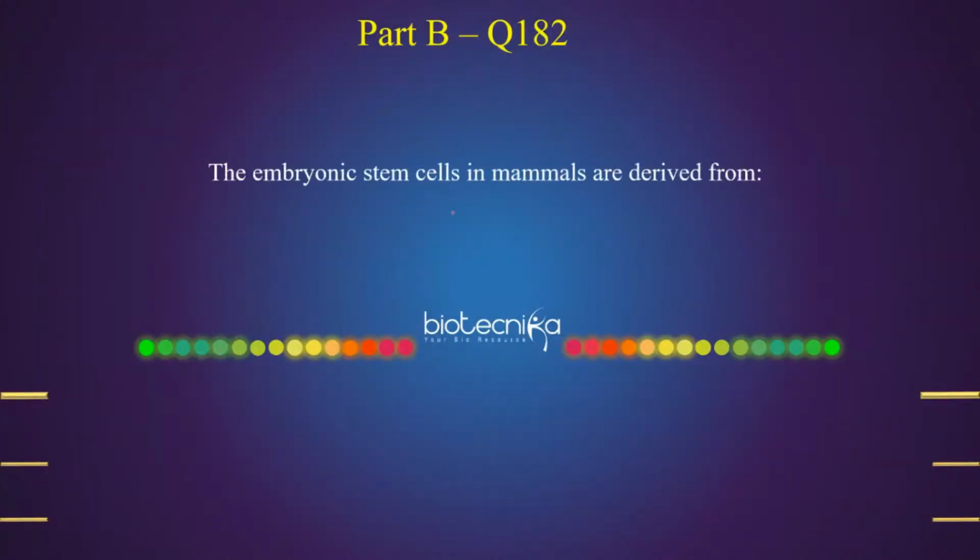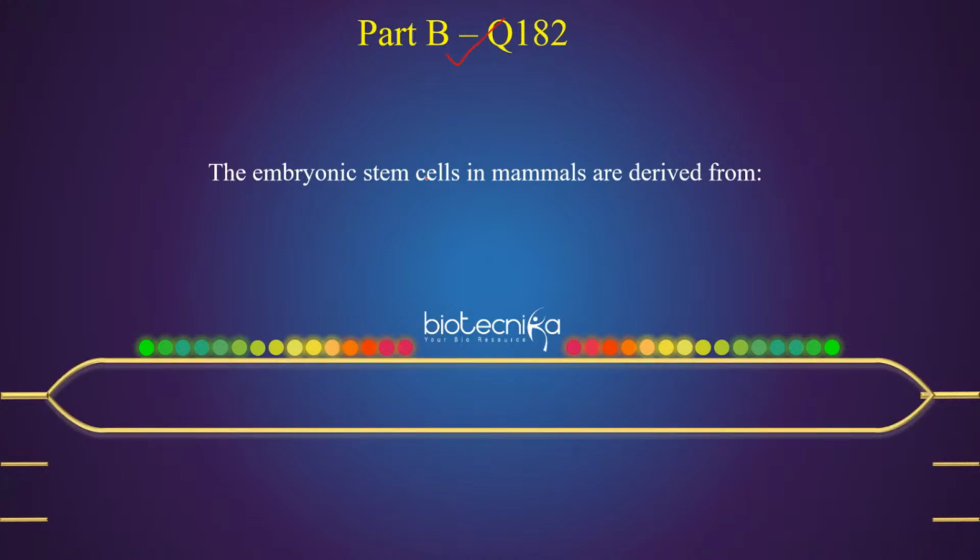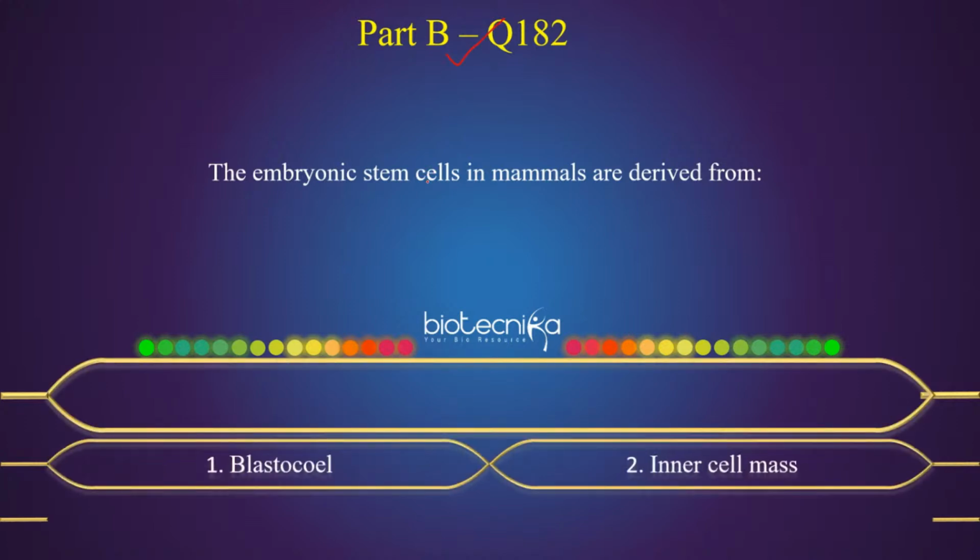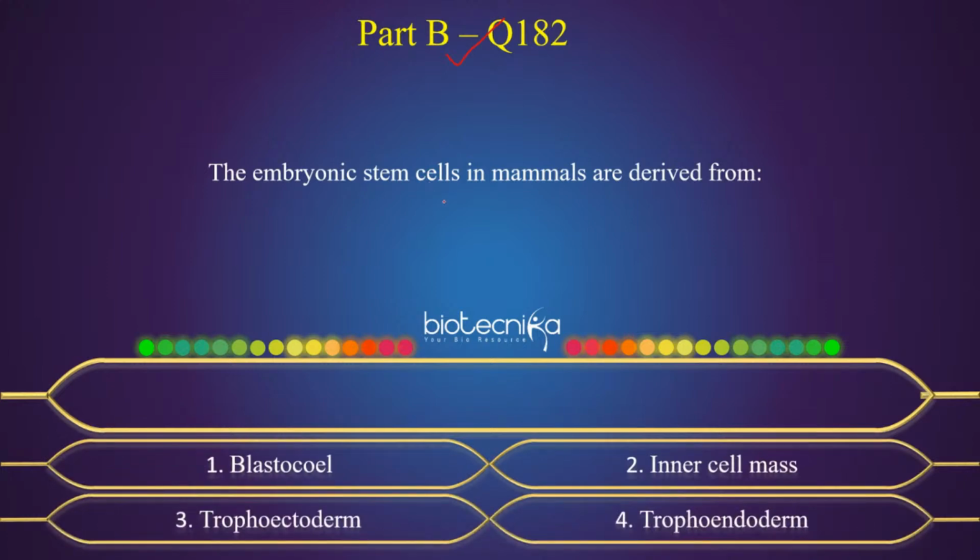Okay, next question. Again, from shift to a part B question. Very easy question. The embryonic stem cells in mammals are derived from what? That was the question. Extremely easy. I am sure most of you would have attempted this question. If not, then you are having some issue in finding the questions in the exam paper. You should develop this capacity to locate the questions from the question paper.